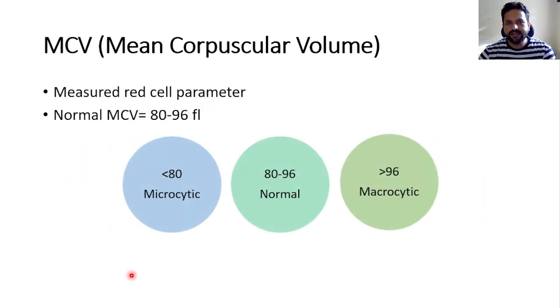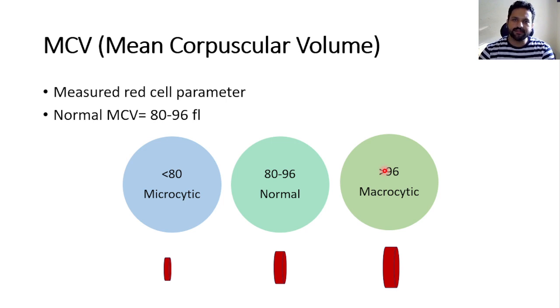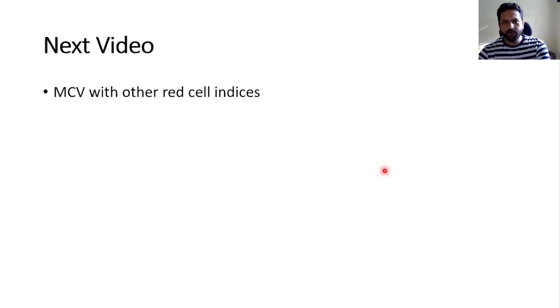Whenever it is less than 80, we call them microcytic red cells. So if this is the normal size of the red cell, less than 80 is microcytic, and more than 96 is macrocytic. Now this parameter can help us identify the cause of anemia, which is clinically significant. In the next video, we'll see how we can use this MCV with other red cell indices to decipher the cause of anemia.